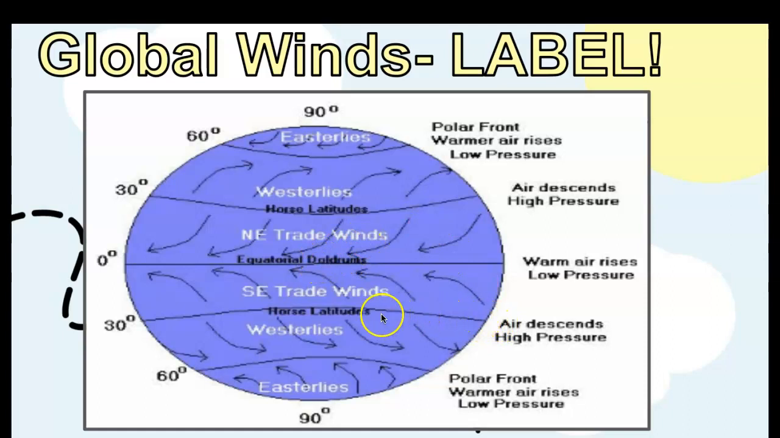Down here on the southern hemisphere, when you hit 30 degrees, those are your horse latitudes again. 30 to 60 degrees south is your westerlies again, and 60 to 90 will be your easterlies again. So pause this slide and make sure you fill in the words that are in white and black on this globe.